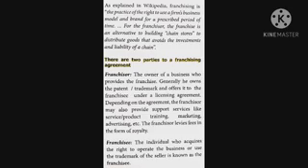Here there are two parties involved in this franchising agreement: one is the franchisor and the other is the franchisee. So who is the franchisor? The franchisor is the owner of the business who provides the franchise. That person is called the franchisor.